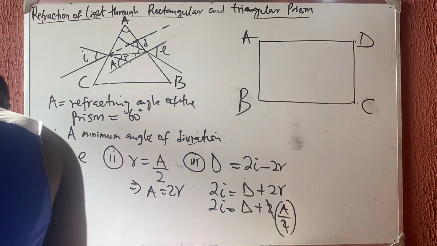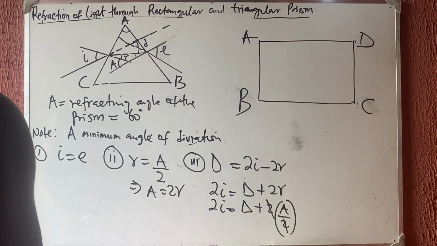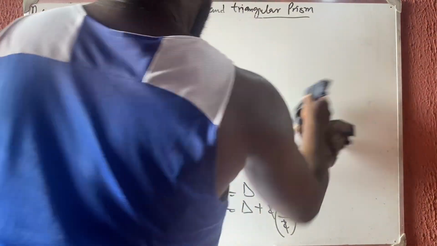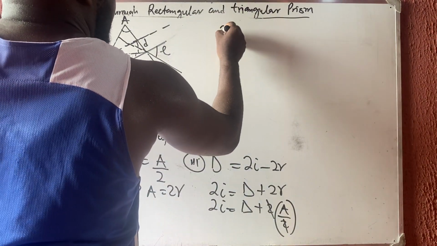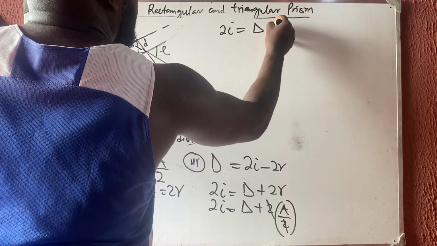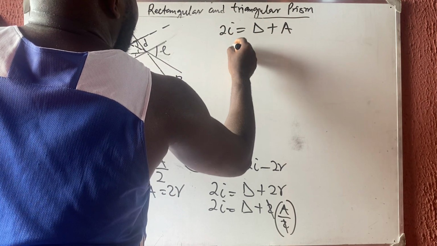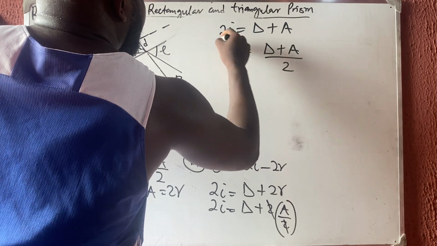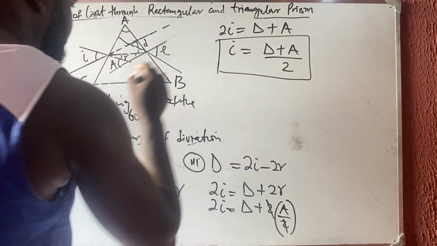permit me to finish it up here. We will now have that our 2i is equal to D plus A. Very important formula, which shows that our I is D plus A over 2. Very important formula you need to know.